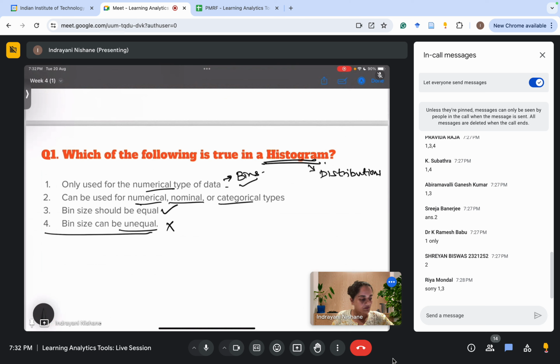And if we want to use it for complicated data types, then again we have to do a lot of pre-processing before we plot it. So for the sake of simplicity, we will go with option 1 and option 3.